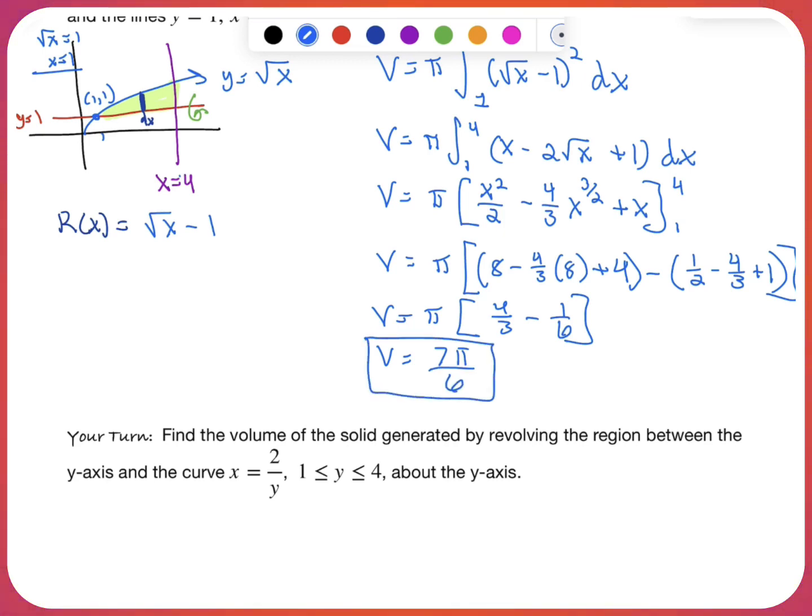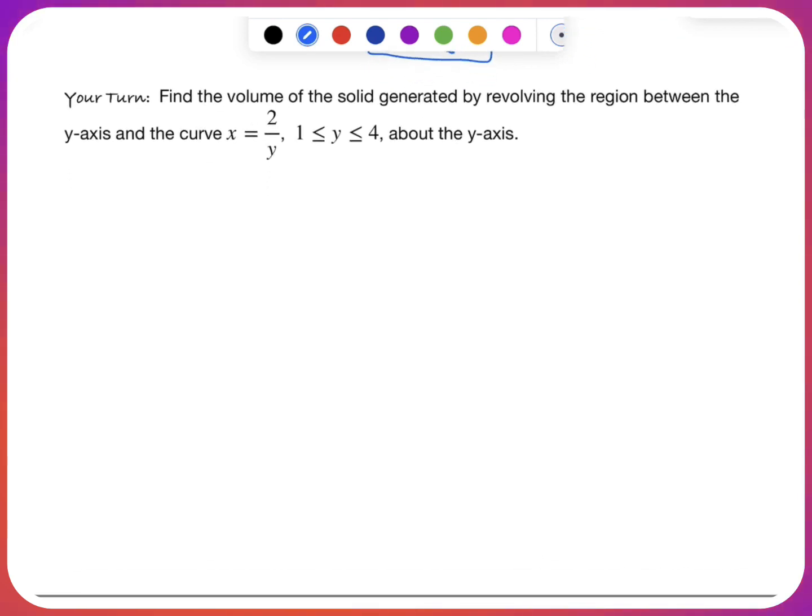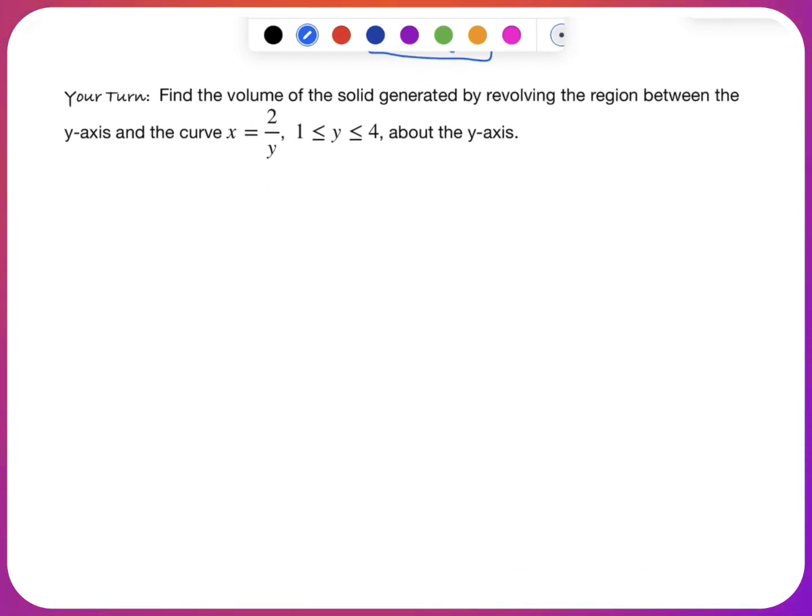Okay, you try the next one. Okay, hopefully you started by sketching your graph. The graph of x equals 2 divided by y is the same as the graph of y equals 2 divided by x. And so it's going to be a rational function that looks similar to this. And then our next part is y needs to be between 1 and 4. So we've got y equals 1 all the way up to y equals 4.